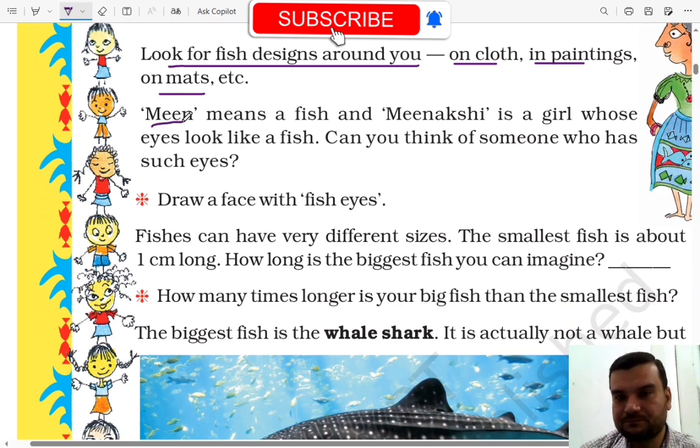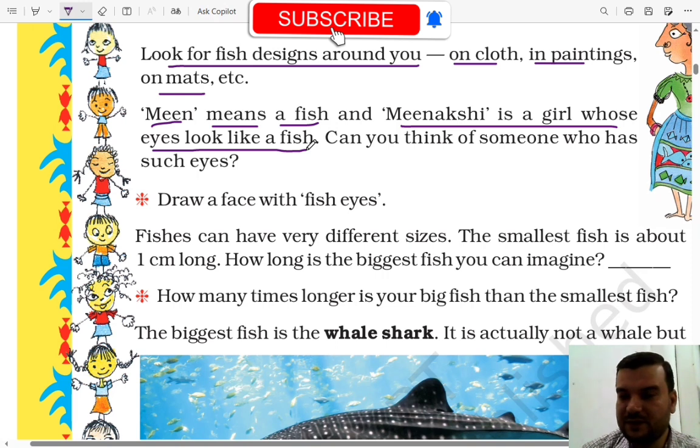Meen means a fish, and Meenakshi is a girl whose eyes look like a fish. What is meen? It is a fish. And who is Meenakshi? A girl whose eyes look like a fish.